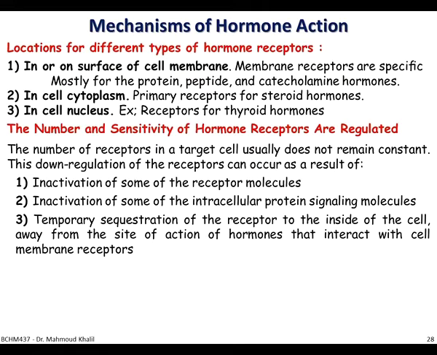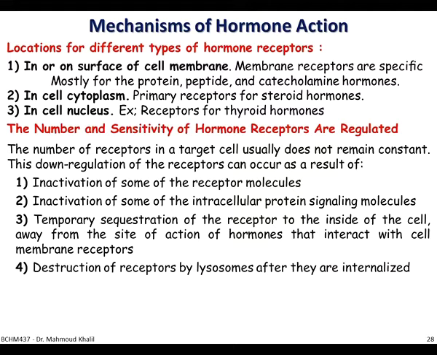So this process of temporary sequestration prevents the contact between the receptor and the signal, which is the hormone, in order to down-regulate the number of the receptors on the cell surface. As well, another method of down-regulation of the hormone receptors is to destroy the receptors by lysosomes after they have been internalized.